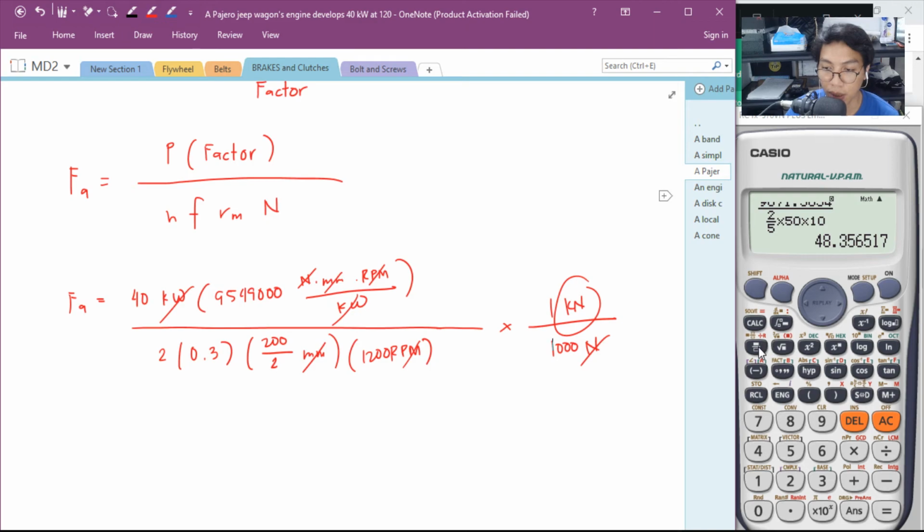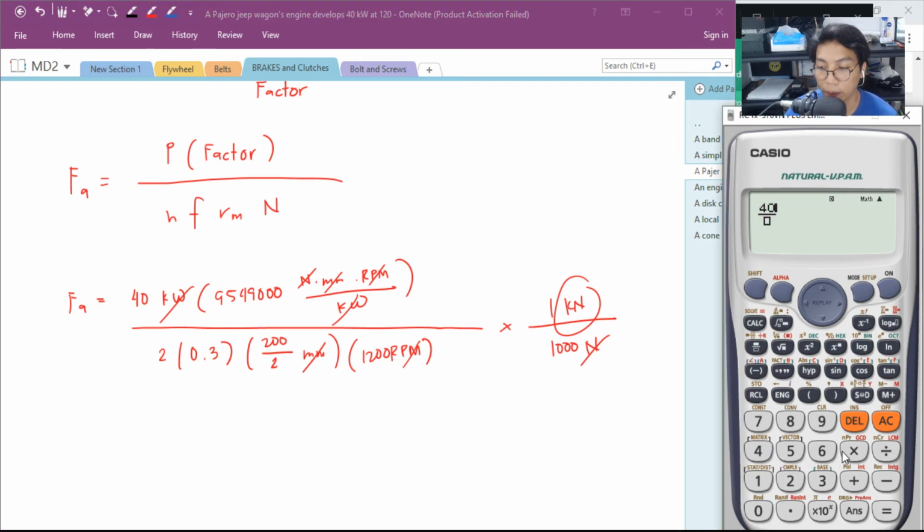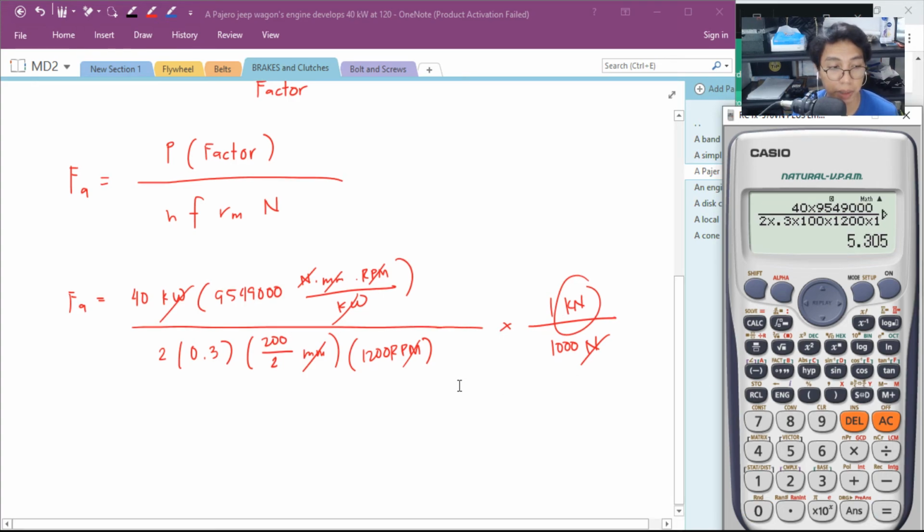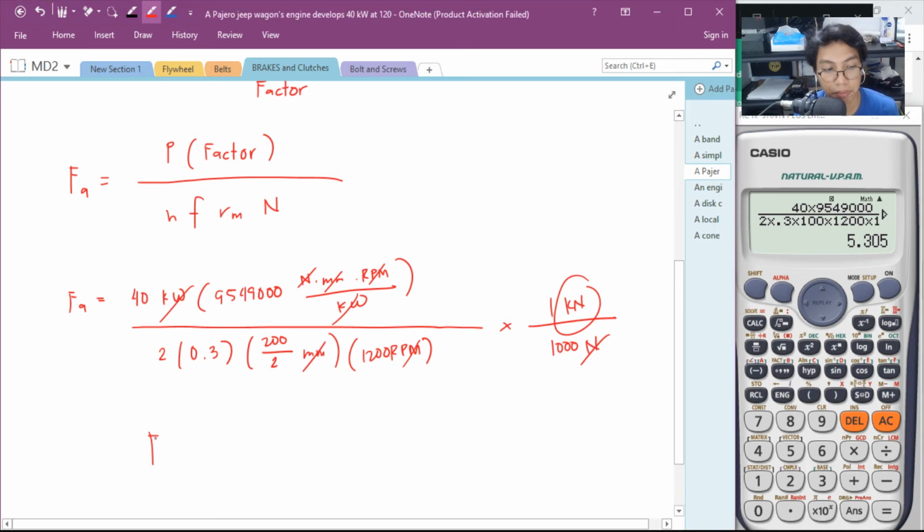The answer for axial force is 40 times 9,549,123 divided by 2 times 0.3 times 100 times 1,200 times 1,000. The answer is 5.305 kilonewtons. Very basic. 5.305 kilonewtons. That is the actual force.